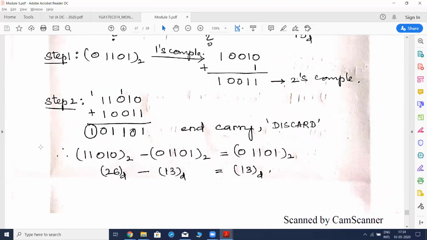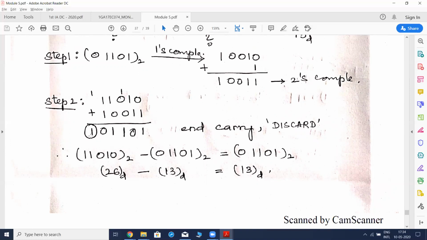Once we get the 2's complement of the subtrahend, we must add it to the minuend. The minuend is 11010. So again apply the same rules of addition. 0 plus 1 is 1, 1 plus 1, sum is 0, carry is 1. So here we get 1, here it is 1, 1 plus 1, sum is 0, carry is 1.